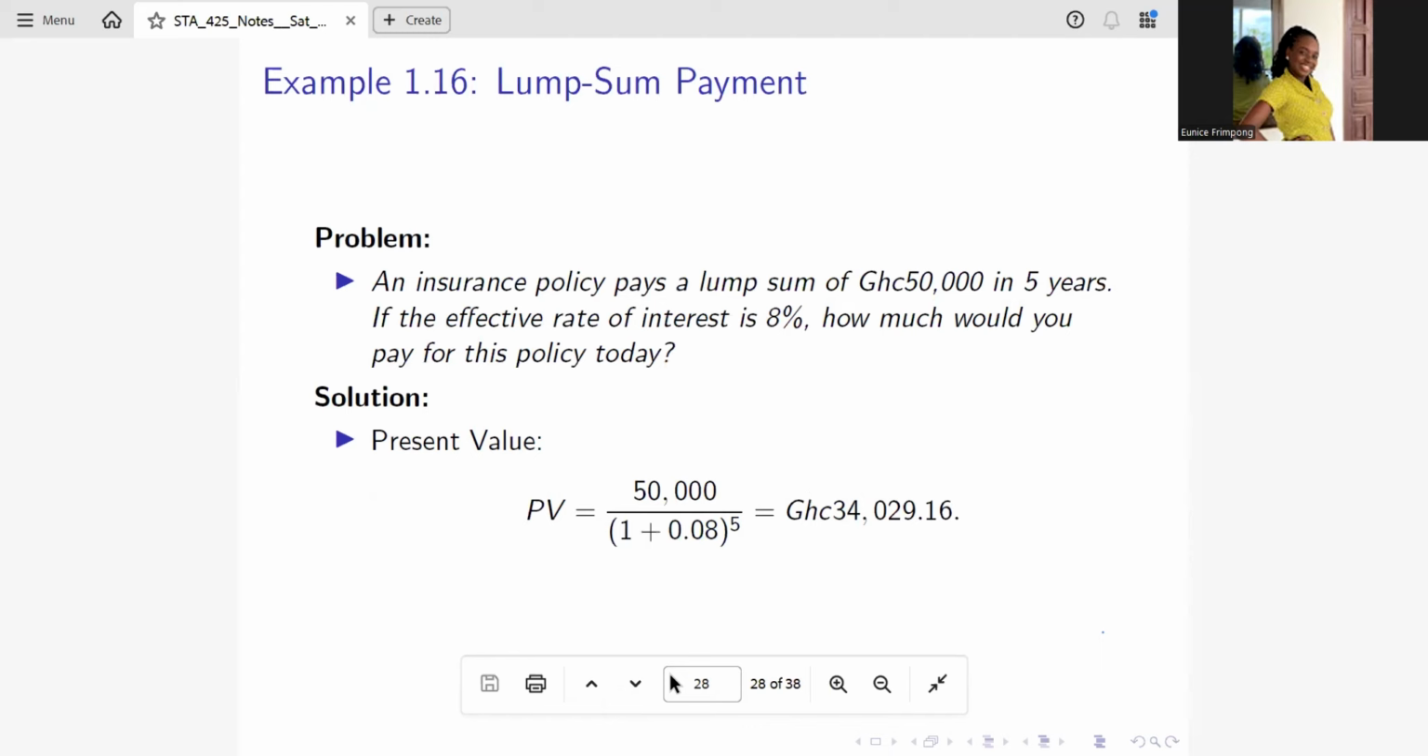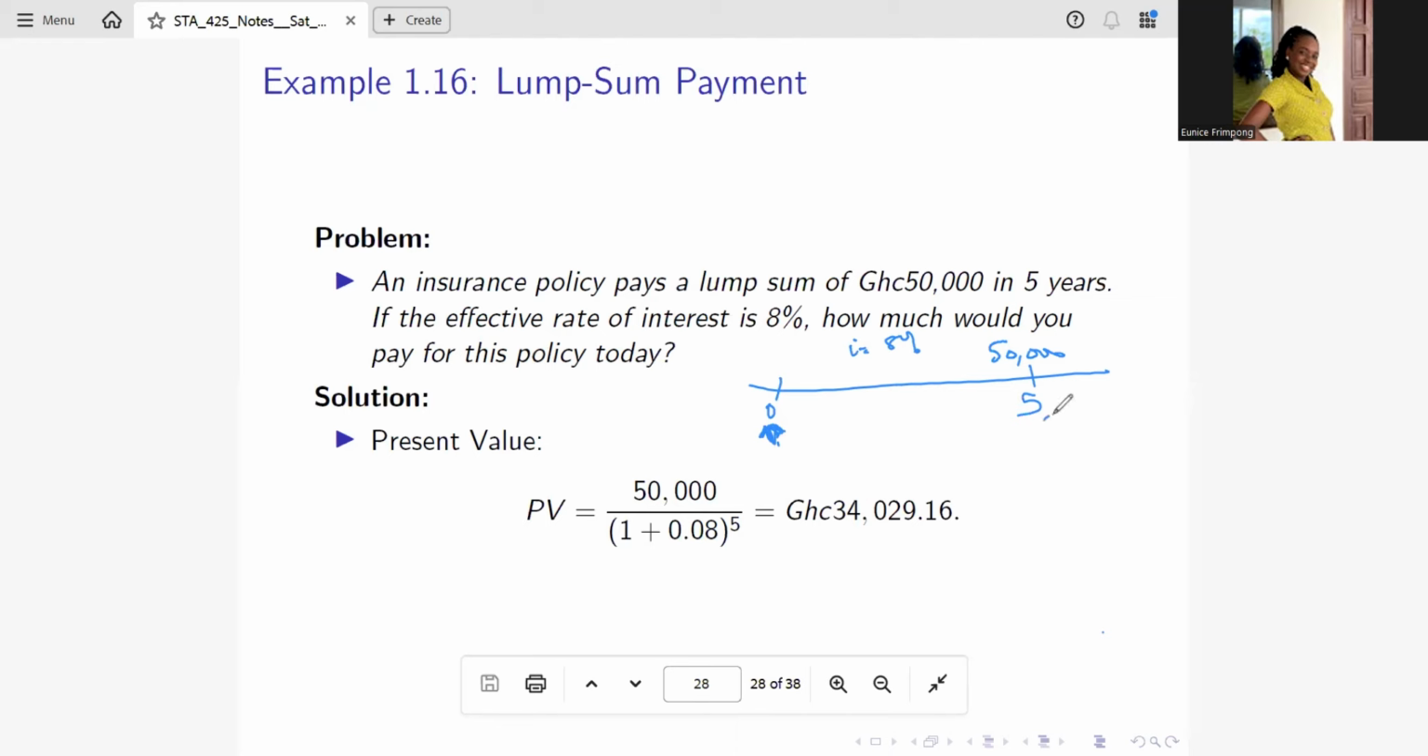Okay. Right. So, moving straight to the solution, I have my timeline with time 0, which is my present value today, and time 5. Now it says an insurance policy pays a lump sum of 50,000 in 5 years. So the 50,000 will be paid at time 5. If the effective rate of interest I is equal to 8%, how much will you pay for the policy today?